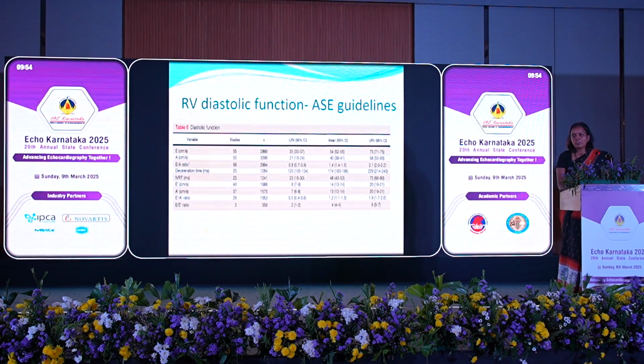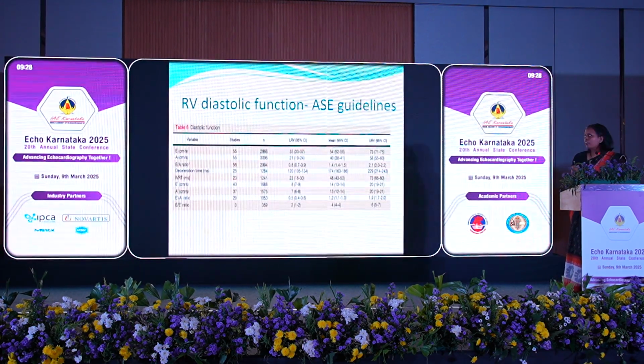That's all we can find about RV diastolic dysfunction assessment as far as ASE guidelines are concerned. So again, like LV diastolic function, you have to assess the E, A, E prime, A prime, E by A prime, IVRT, DT, everything like LV diastolic dysfunction assessment. But in our routine practice, we don't do it. But in pulmonary hypertension, we have to focus on it.